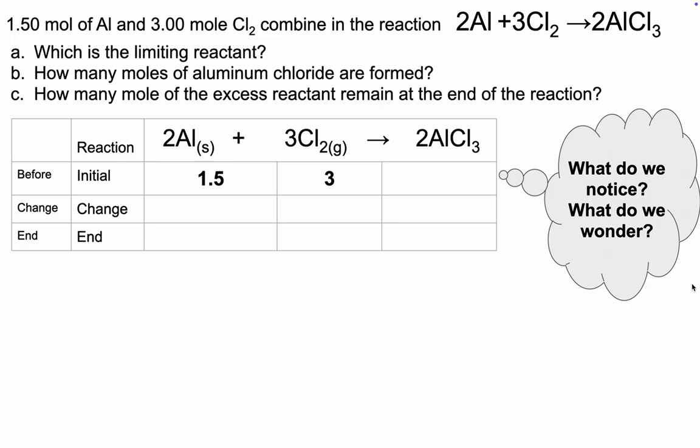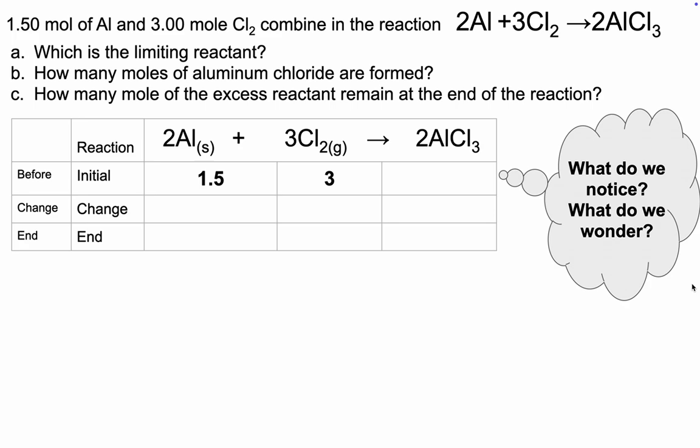So our first one, we have 1.5 moles of aluminum and 3 moles of chlorine gas combined according to the reaction. And then we're trying to find the limiting reactant, how many moles of aluminum chloride are formed, also known as our theoretical yield. And the more difficult question, how many moles of excess remain at the end of the reaction? This is where the RICE table will benefit over our typical stoichiometry or dimensional analysis.